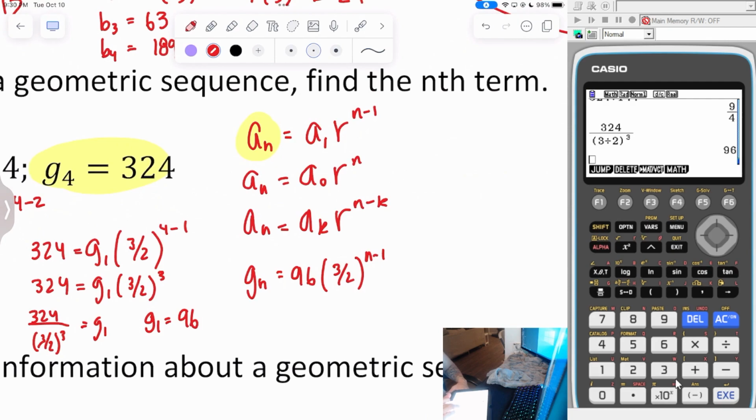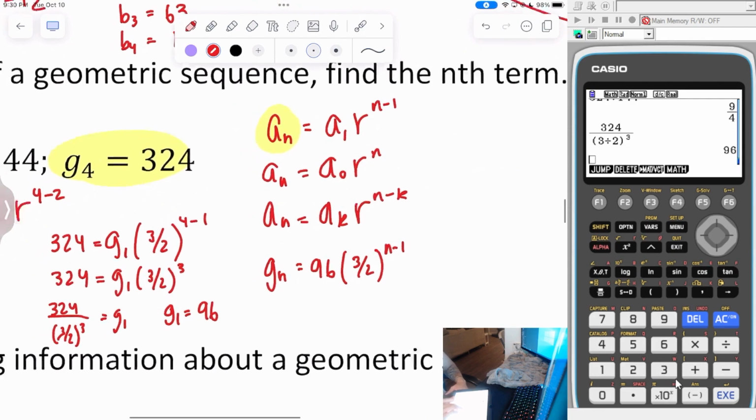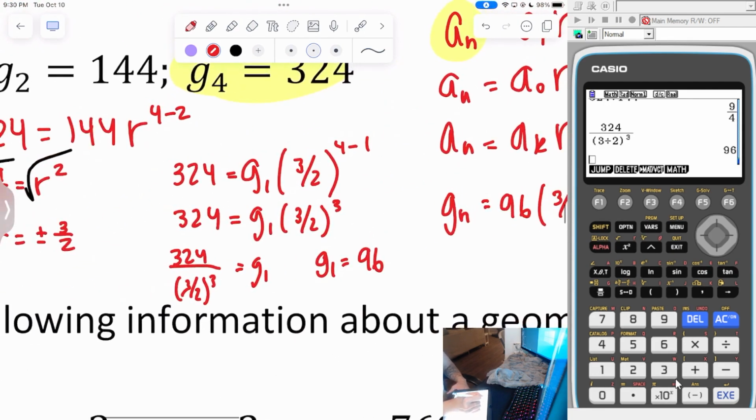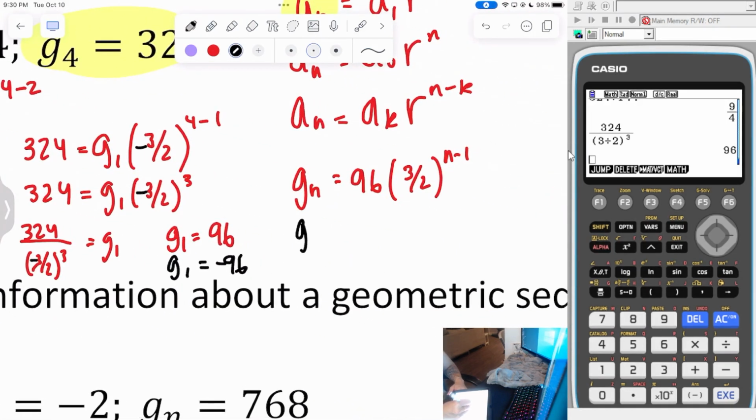Now let's go back and plug in negative 3 halves to see if it also works for us. The math won't change all that much. You see that technically this would become negative 3 halves. Then that would become negative 3 halves. Then over here, that would still be negative 3 halves. And if I put that in the calculator, which I did a moment ago by accident, I get g sub 1 is equal to negative 96. And I want to do the same thing to write my final answer. I'll say g sub n could also be equal to negative 96 times negative 3 halves to the power of n minus 1.